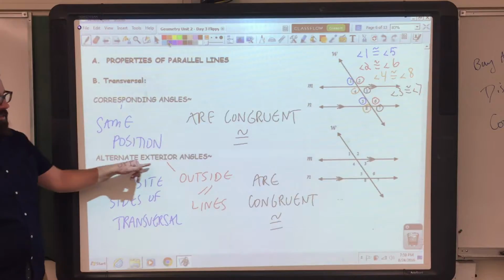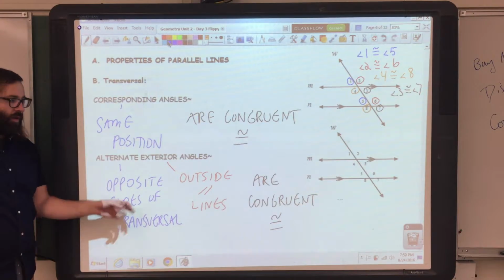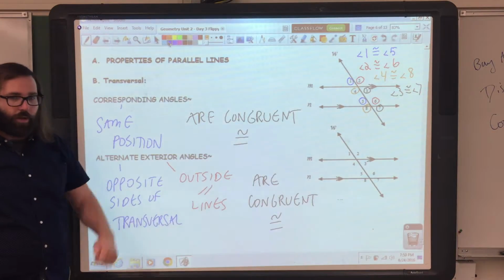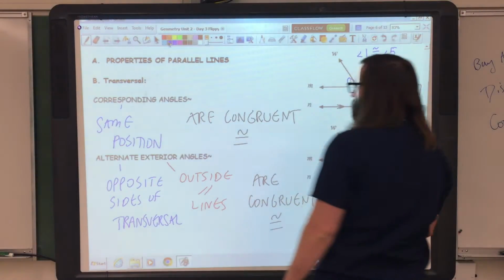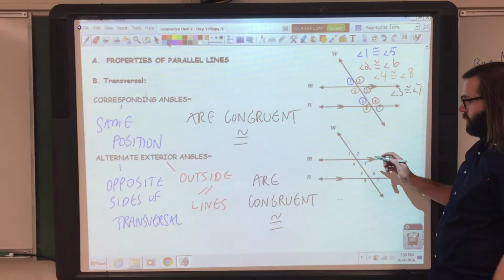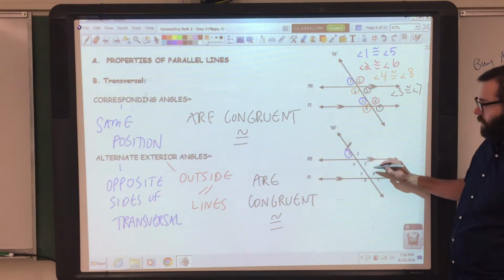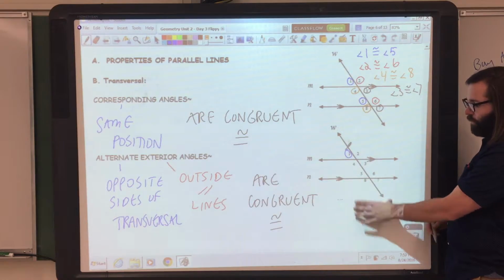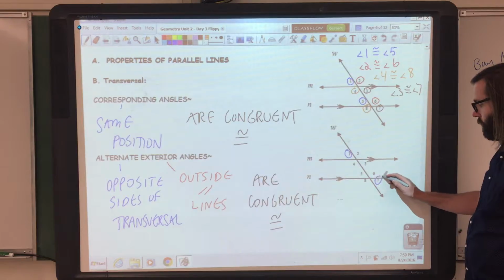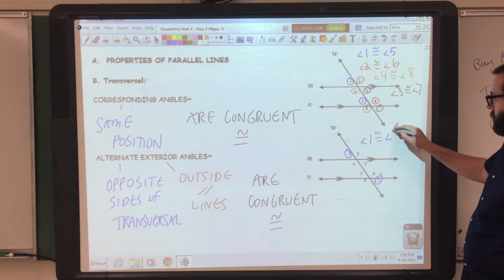Let's look at alternate exterior angles. Alternate meaning opposite sides of your transversal. Exterior meaning outside of your parallel lines. We know that they're congruent. So let's take a look. We're looking for opposite sides of our transversal. It has to be outside of our parallel lines. So let's, okay, 1. We have to go outside the parallel lines and on the other side of the transversal. So 1 and 7. So angle 1 is congruent to angle 7.